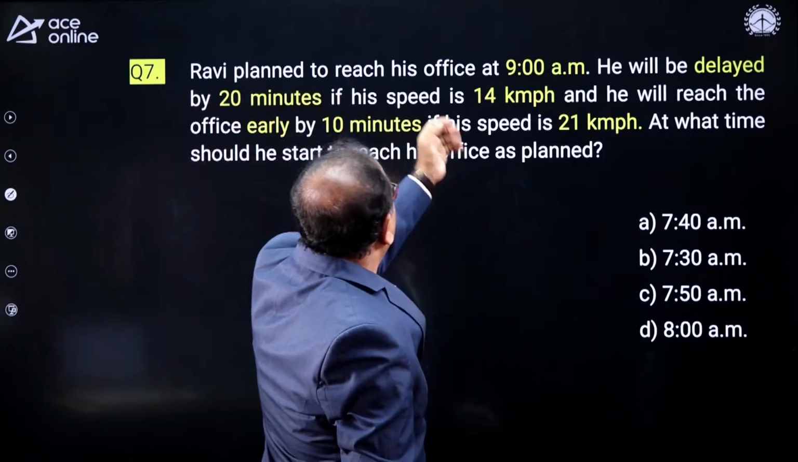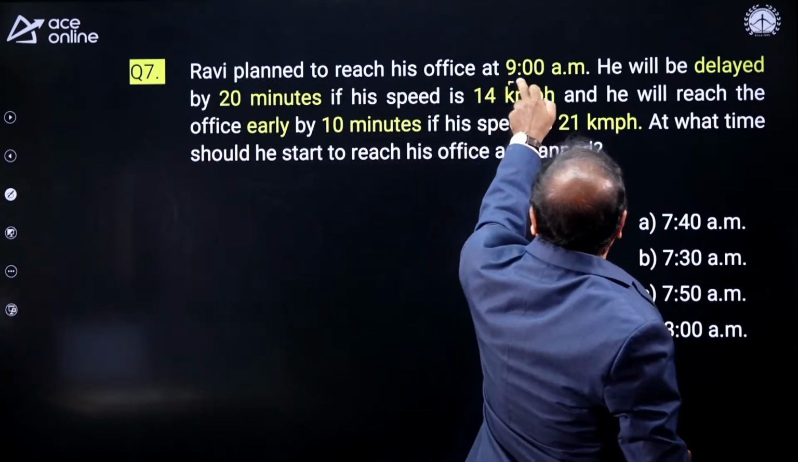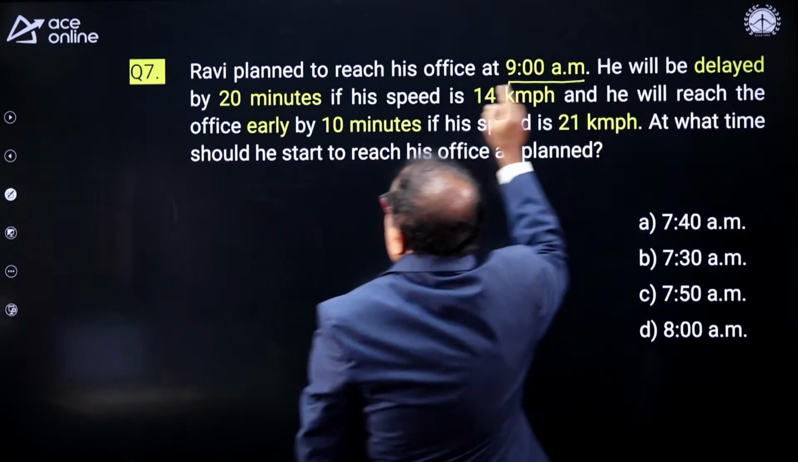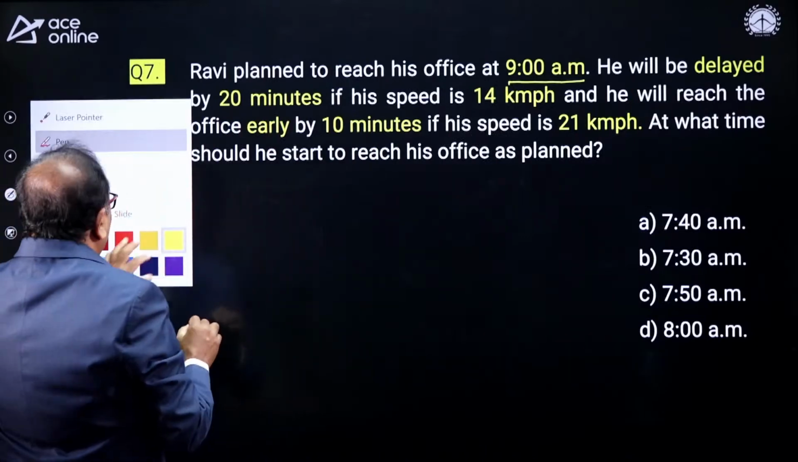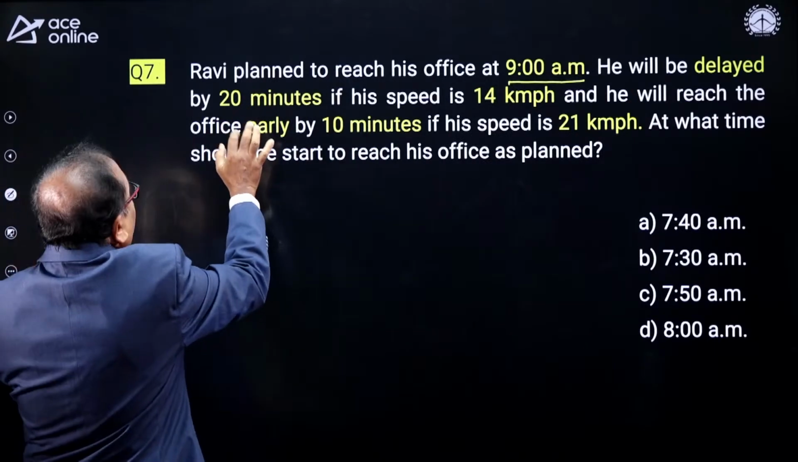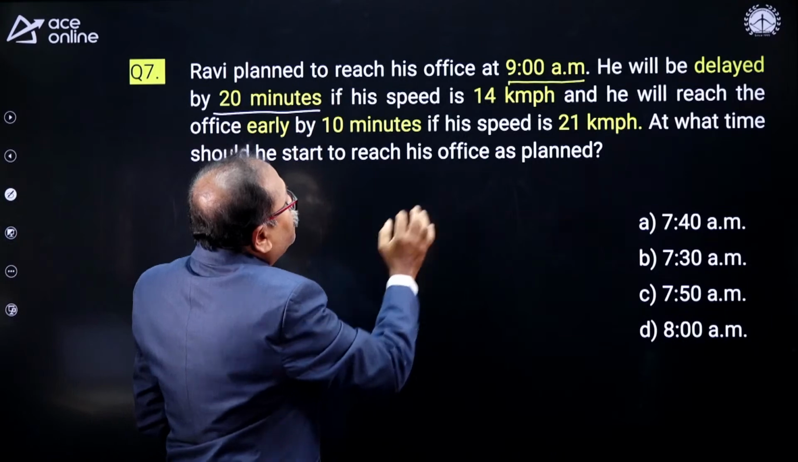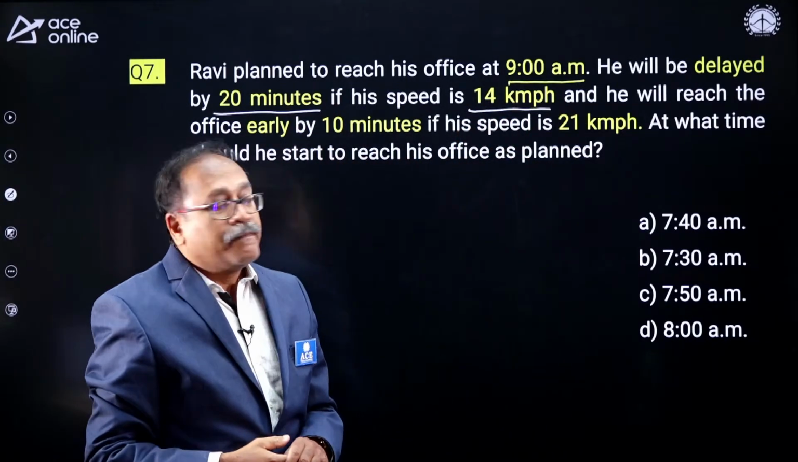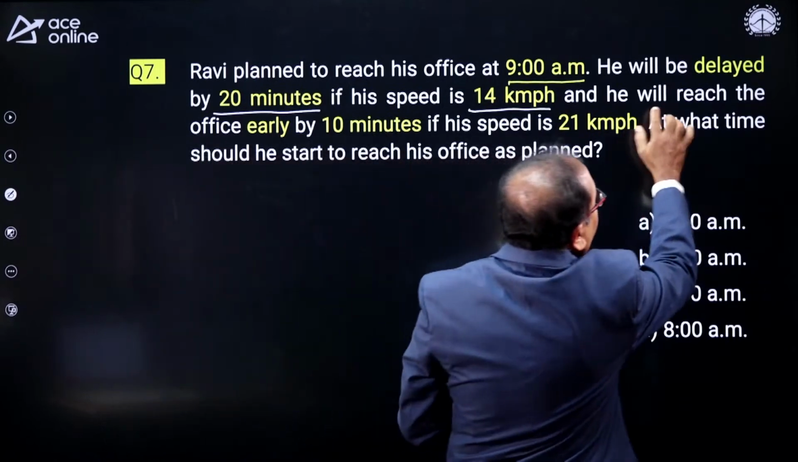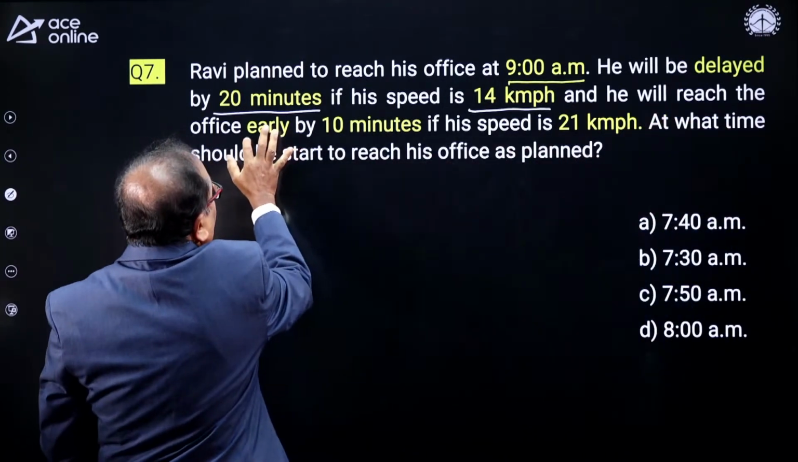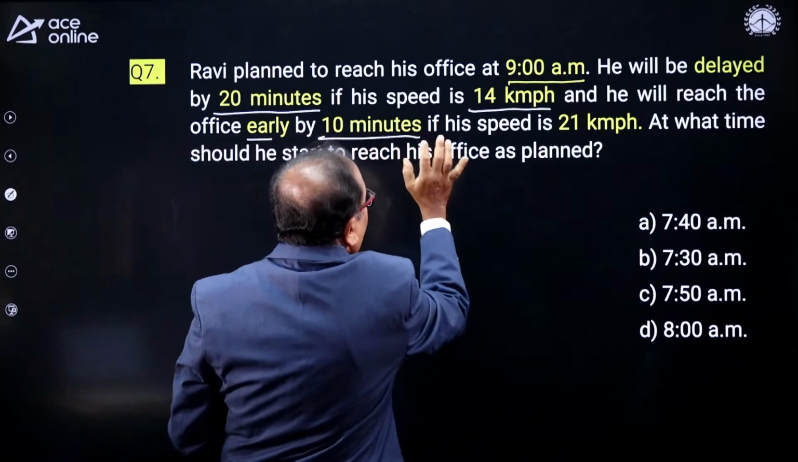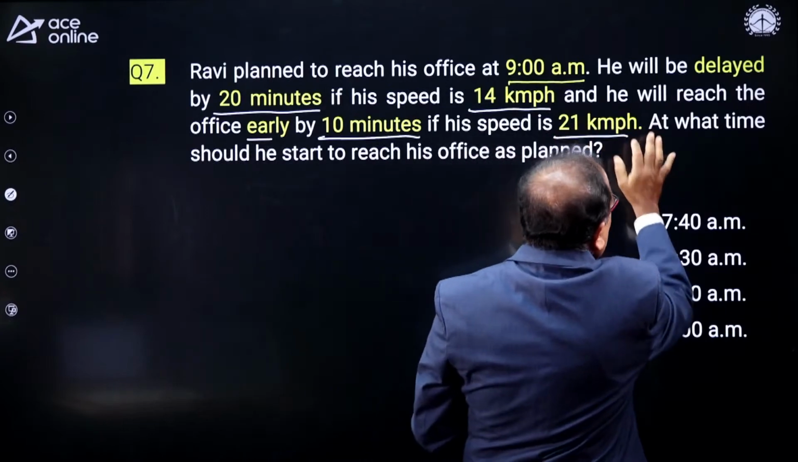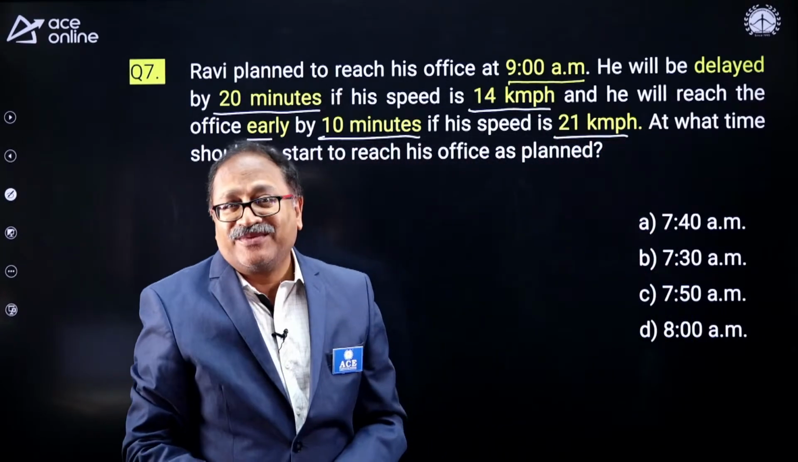Ravi planned to reach his office at 9 a.m. He will be delayed by 20 minutes if his speed is 14 km per hour, and he will reach the office early by 10 minutes when he travels with a speed of 21 km per hour.